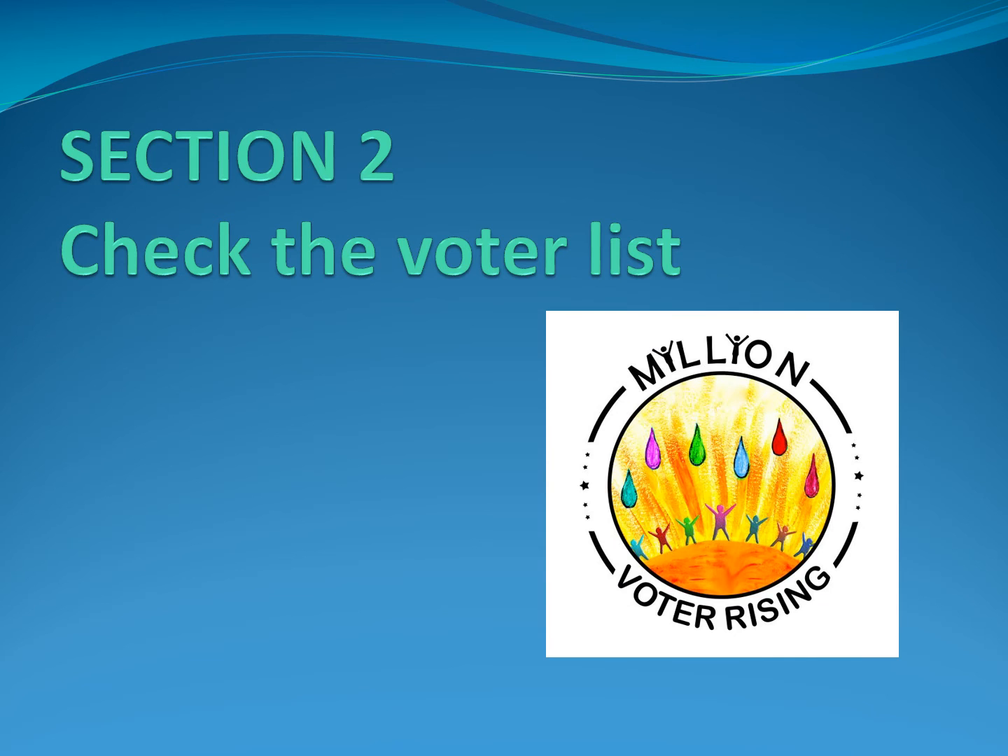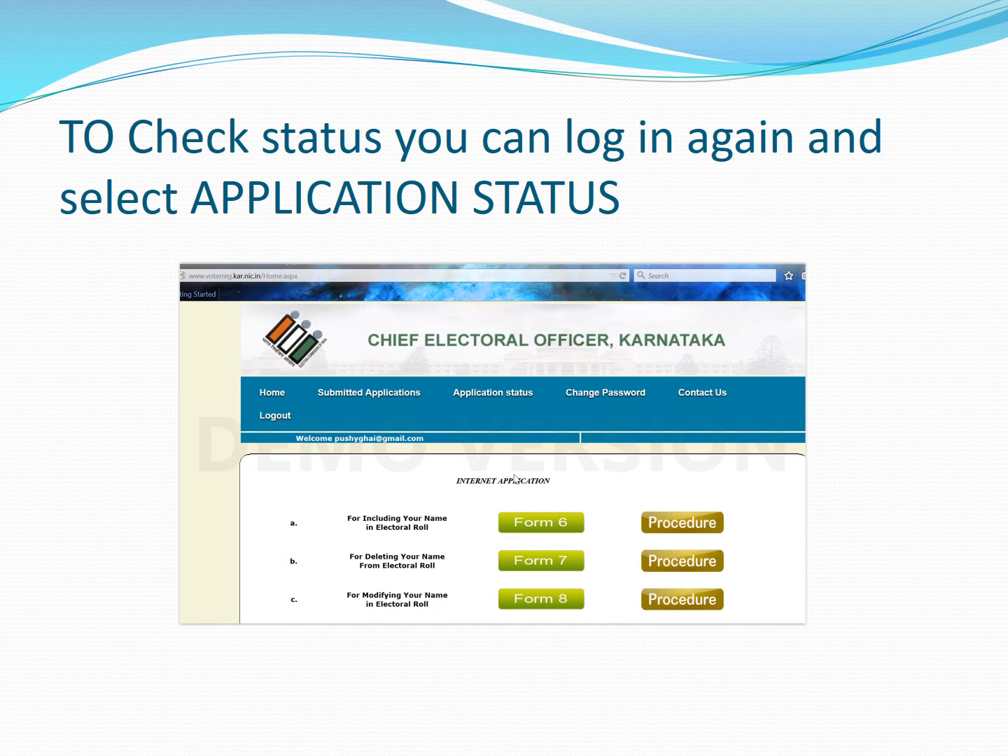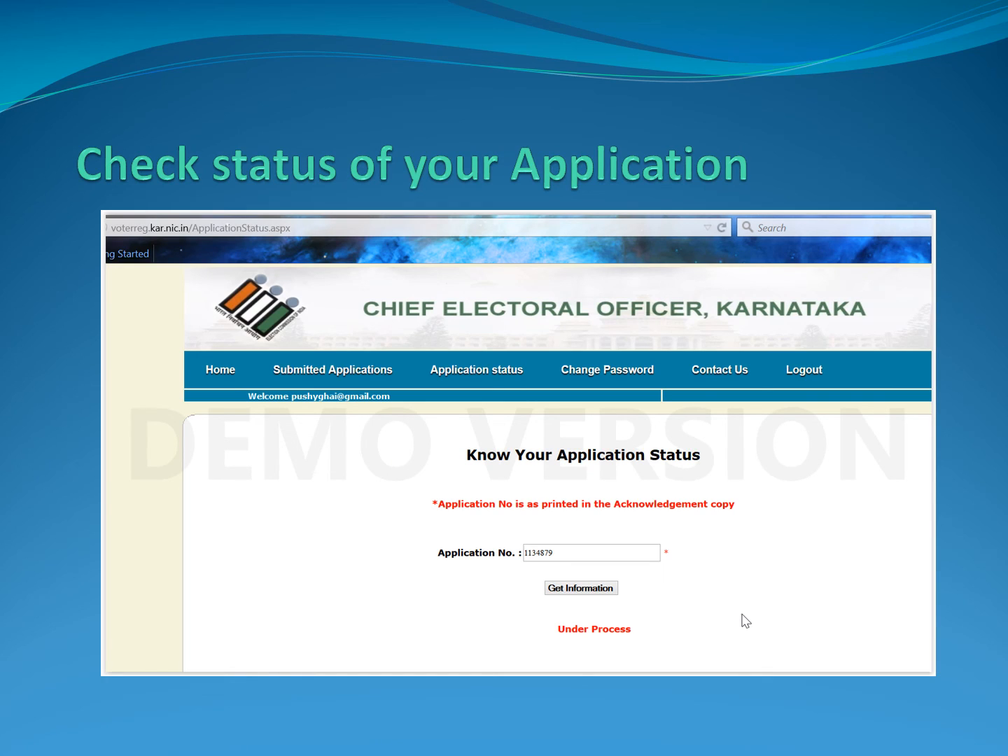If you are at the second point where you have submitted your form or you already have a voter ID, please check that you're on the list. In order to check that you're on the list, go to the login again, and on the top you'll see application status. Enter your acknowledgement ID and it will tell you the status of your application.